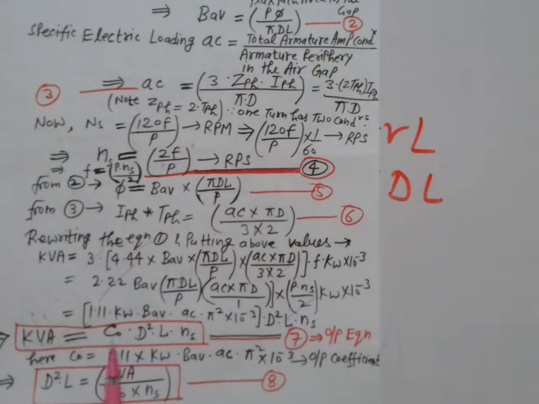So just have a close look at it. It is relating the electrical parameters B average and AC with physical parameters like D and L, right? So this relates electrical parameters with physical parameters. This is the output equation, which is basically the kVA rating of the machine, that is kVA is equal to C naught D square L ns, right? C naught is also called the output coefficient. So from here you can also calculate D square L, that is kVA by C naught into ns, right?